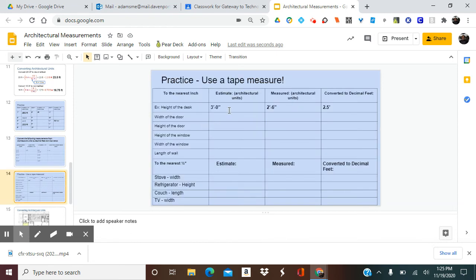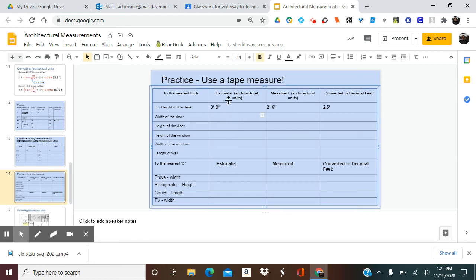All right, now what you're gonna do, this is up and moving around. Hopefully you have a tape measure at home. Any kind of measuring device, a yardstick, tape measure, your feet. If you have a size 12 shoe or close to that, then you can use your feet to walk some stuff off. First thing I want you to do is estimate in architectural units what the size of these things are. So the width of a door, pick a door, any door. The height of a door, the height of a window, the width of a window, length of a wall, pick a wall in your house, any wall, doesn't matter. And then do the same thing for your stove, refrigerator, couch, your TV.